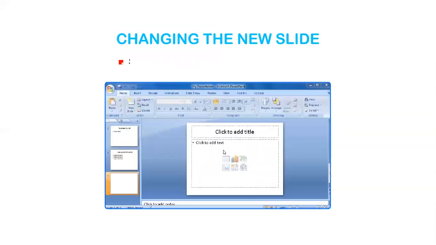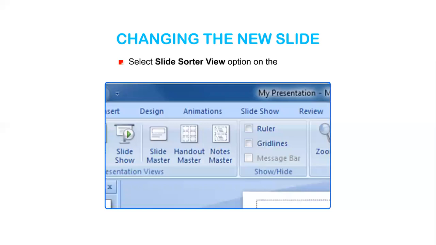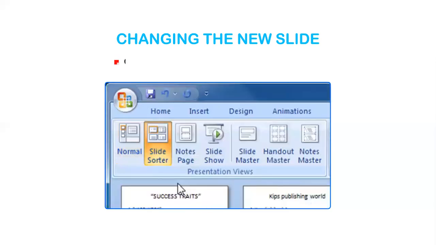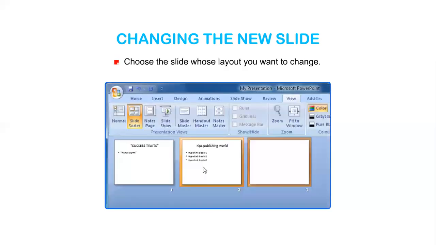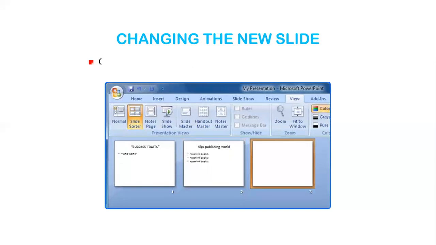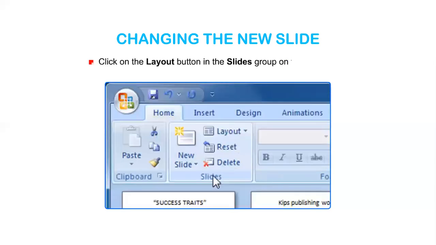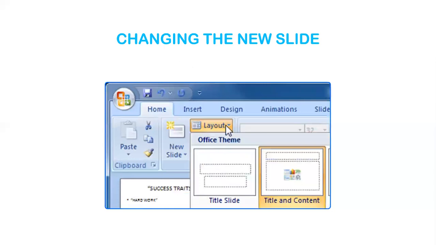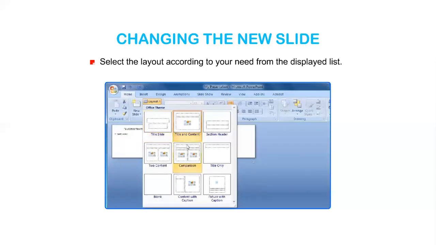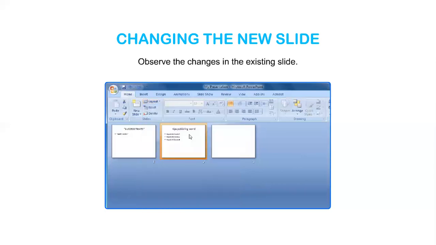Select slide sorter view option on the View tab. Choose the slide whose layout you want to change. Click on the Layout button in the Slides group on the Home tab. Select the layout according to your need from the displayed list. Observe the changes in the existing slide. The text on the slide will be rearranged according to the chosen layout.